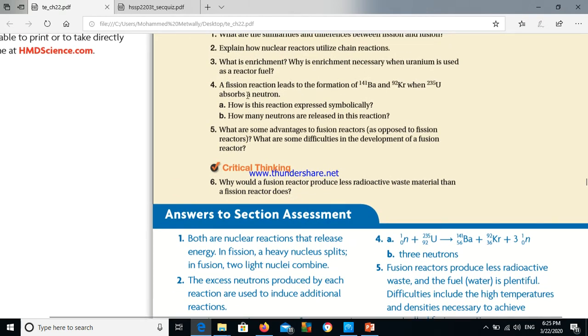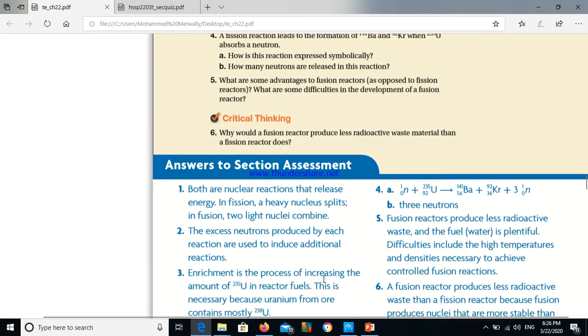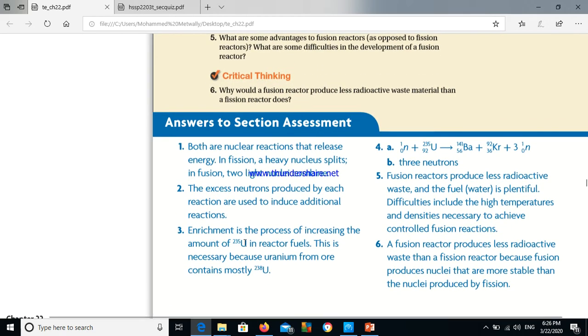Question 3. What is enrichment? Why is enrichment necessary when uranium is used as a reactor fuel? Enrichment is the process of increasing the amount of uranium-235 in reactor fuels. This is necessary because uranium from ore contains mostly uranium-238.